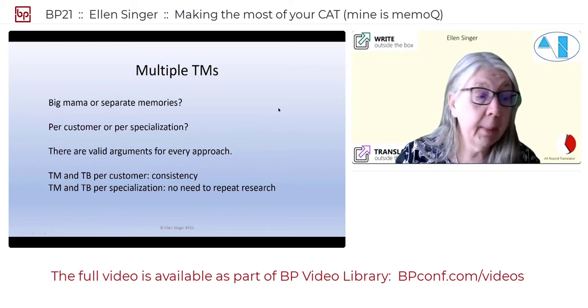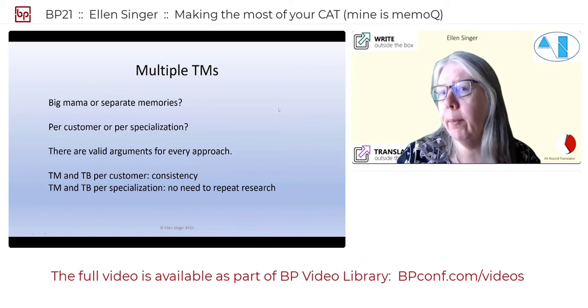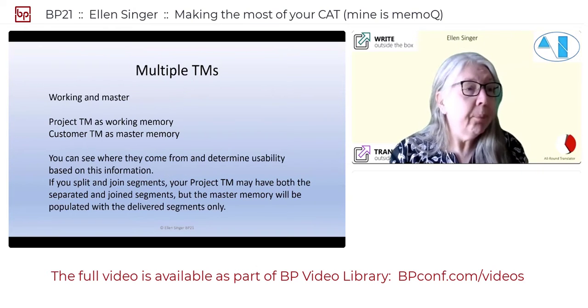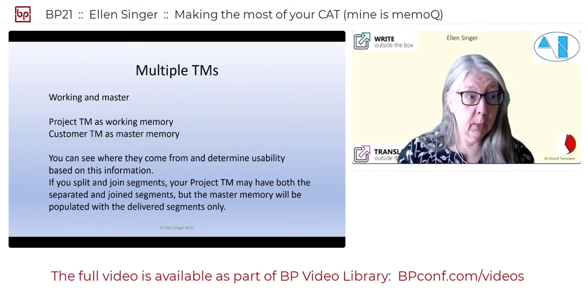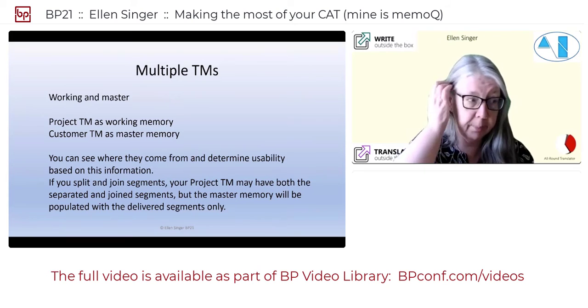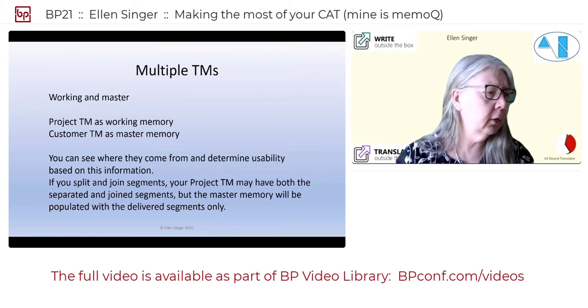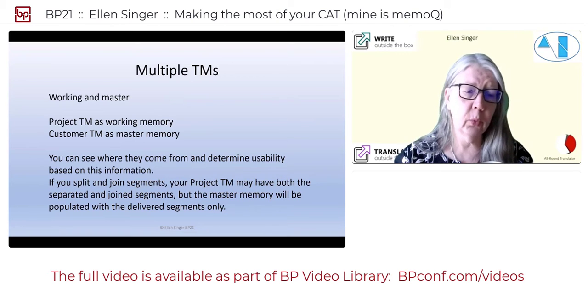And if you keep it per specialization, of course, you don't have to repeat research. Anyway, so I use working and master. We always have one, and we actually have it made automatically when we start a project, but that's later on in the talk. I like to see where things come from, which project.